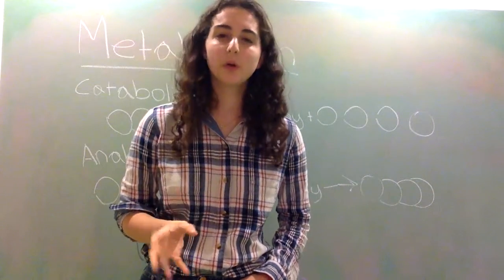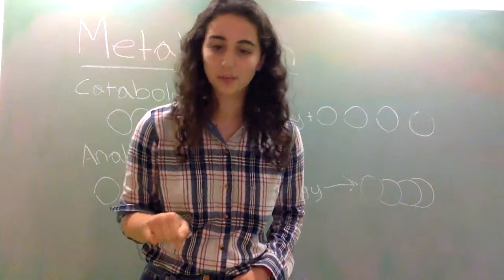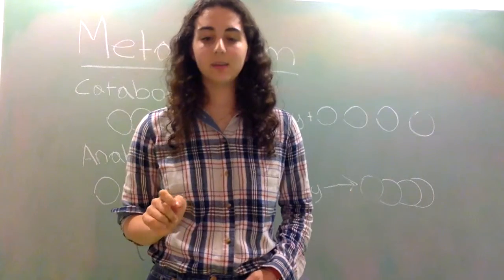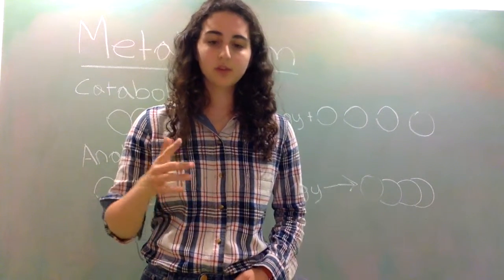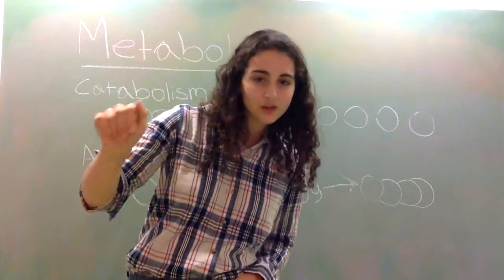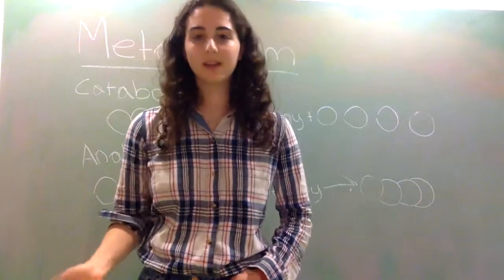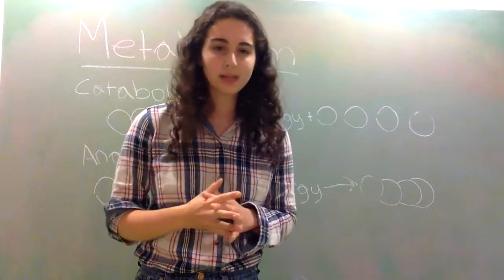For example, glucose is broken down through a complex series of chemical reactions. Breaking these bonds creates energy, which is used to make ATP. This process is known as cellular respiration, which we'll talk about in the next video.